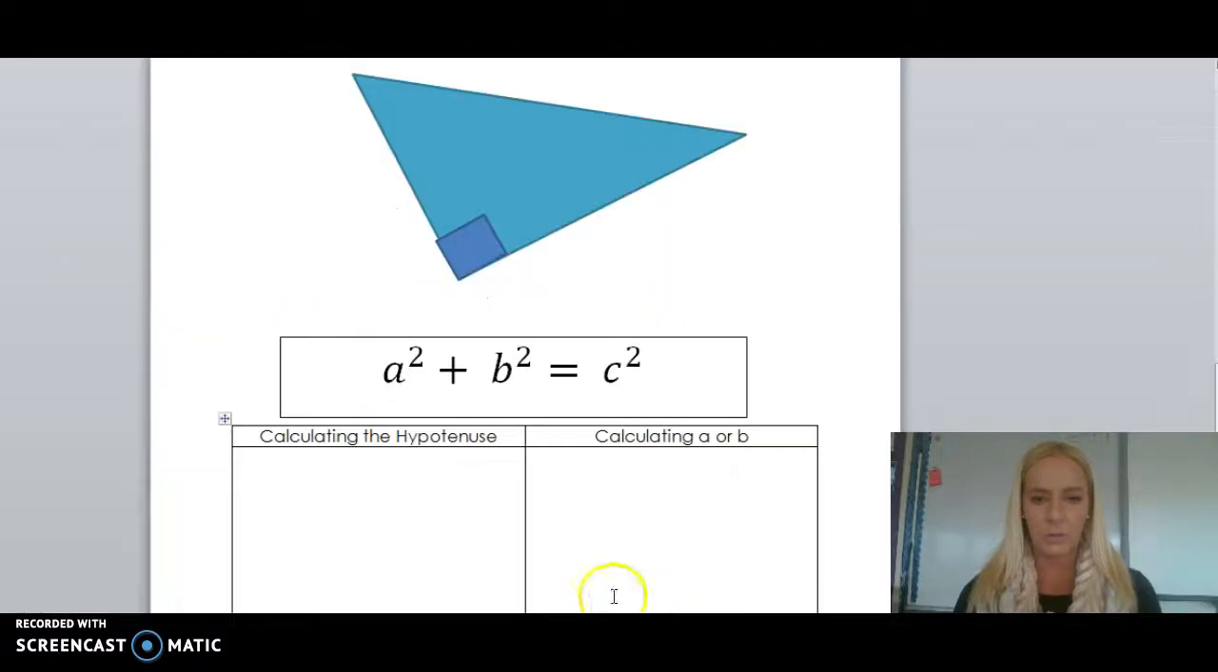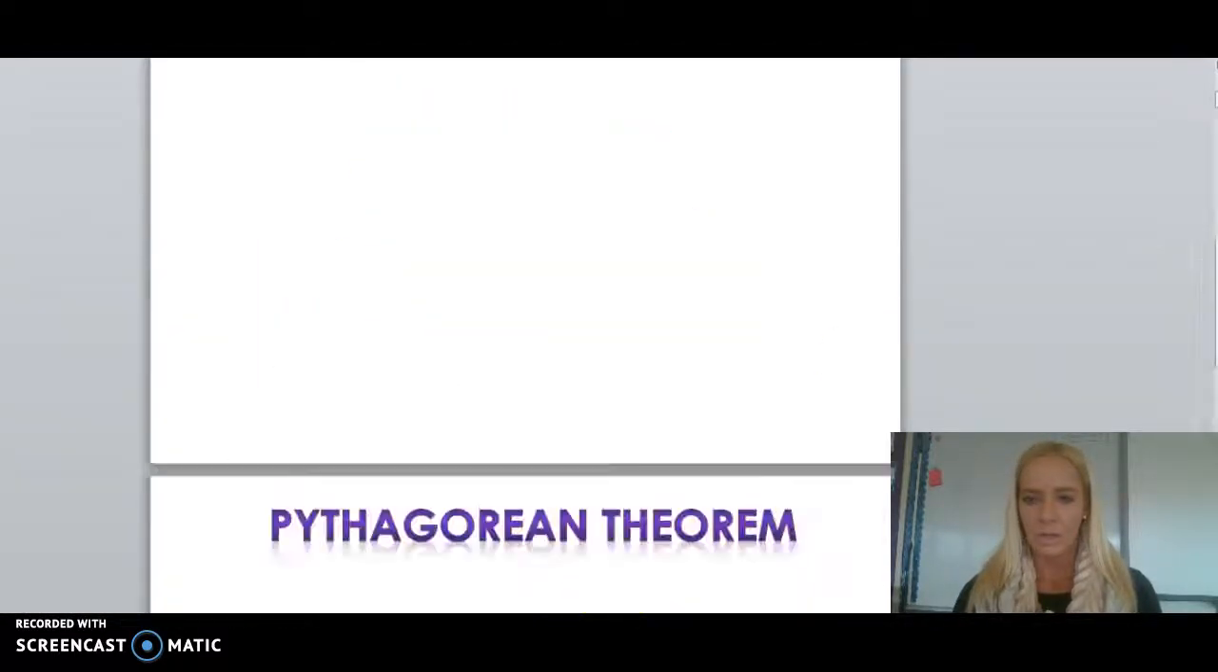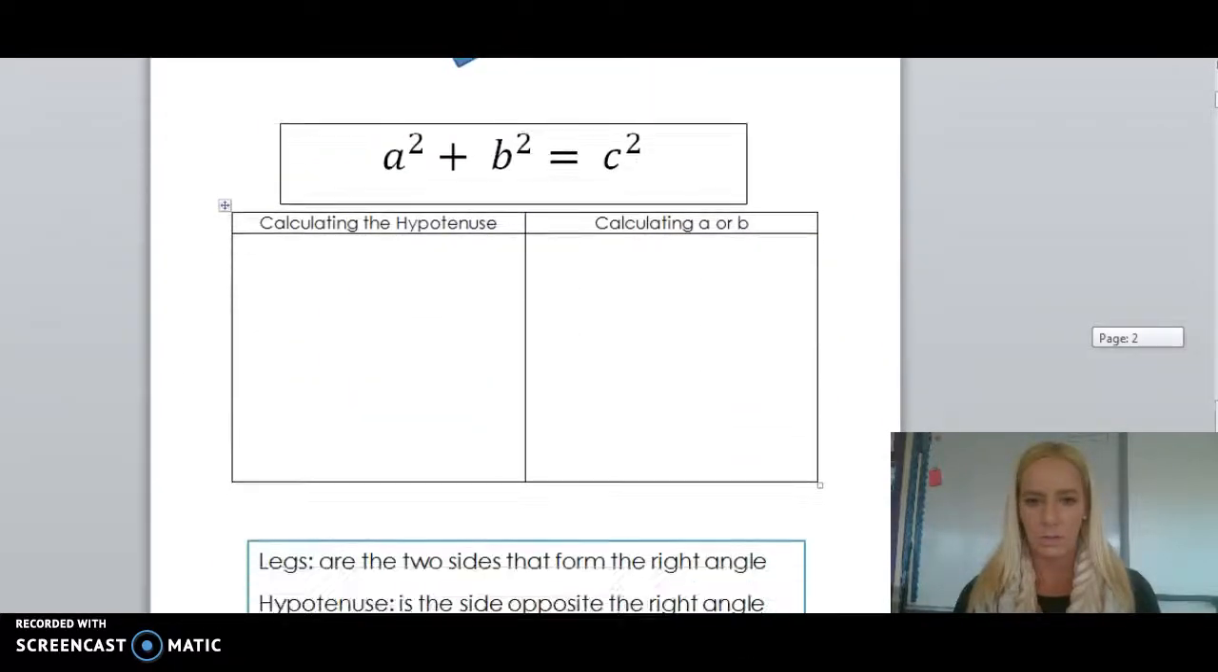Alright, I want you to refer to your graphic organizer. So in this case here, calculating A or B, again, it's the same process. Let's come up with some numbers. So in this case, let's find our A side. So let's say our side A is what's missing. And let's say side B is 9 feet. And side C is 12 feet.